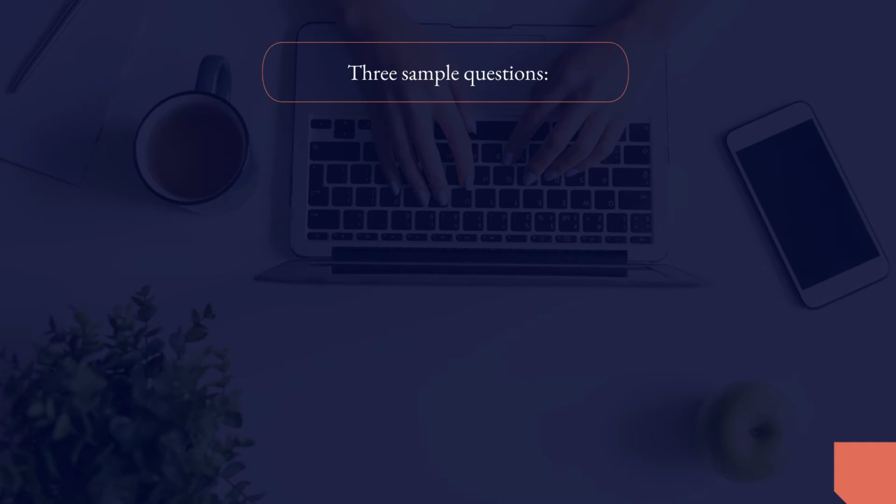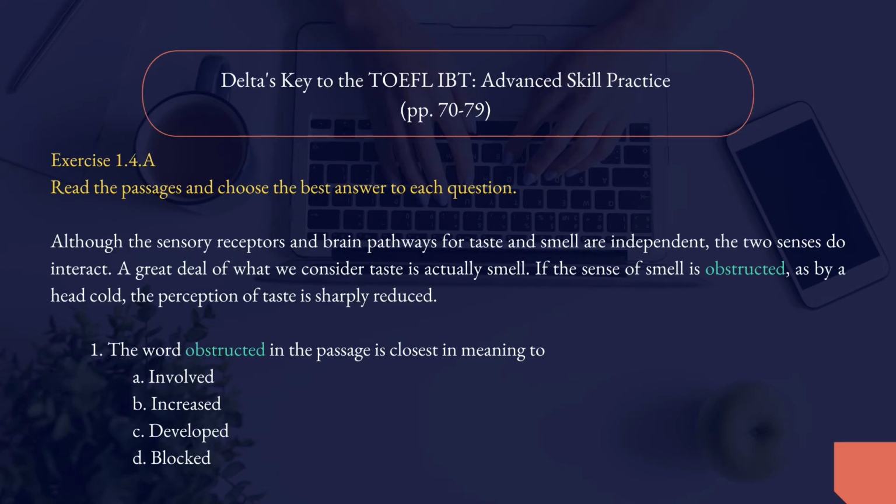Now, let's go to Delta and let's have 3 sample questions from that book, more professional questions. Okay, question number 1 says, the word obstructed in the passage is closest in meaning to. Now, what are we going to do? Are we going to go to ABCD? No, we're not going to even check those words. We're going to go to the passage, try to get the meaning of the word from the passage. Now, the last part of that passage says, if the sense of smell is obstructed, as by a head cold, the perception of the taste is sharply reduced.